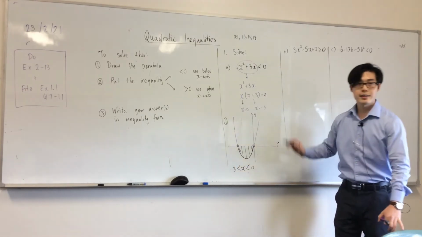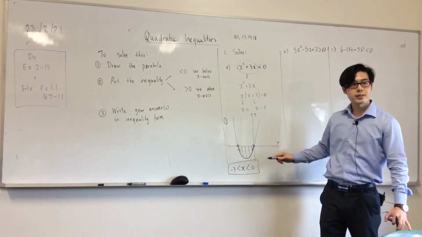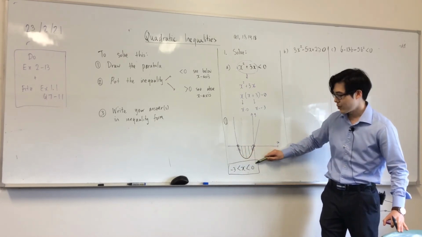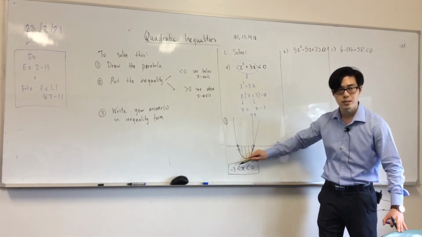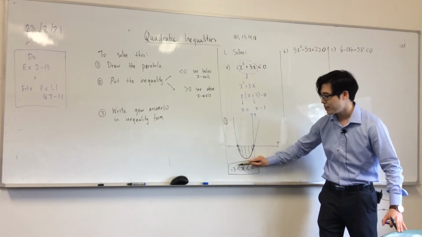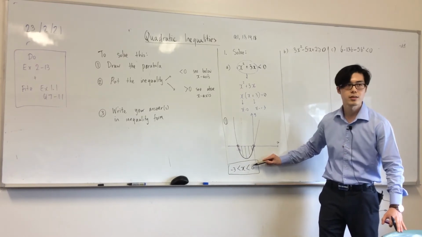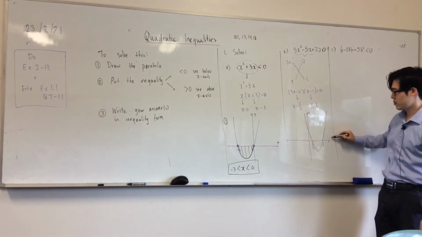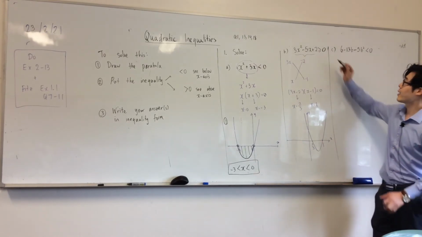That's it. This is your final answer. This is what I just said verbally. X is in between minus 3 and 0, but notice I don't have the equal sign because it does not include minus 3 and 0. When you put x in between two values, that means it's in between those two values. Yep? All I'm concerned is this. Why? We're only concerned with x values. That's the question.